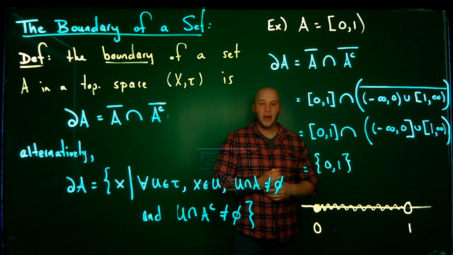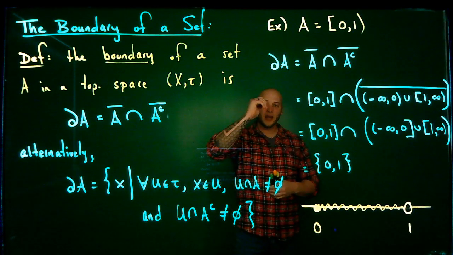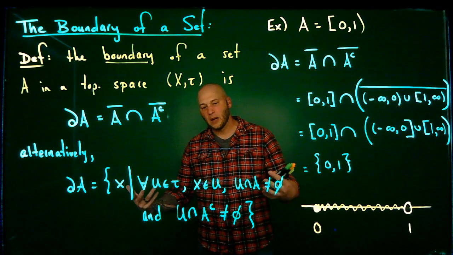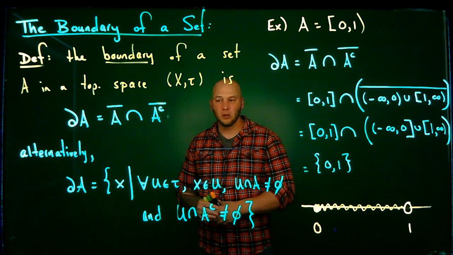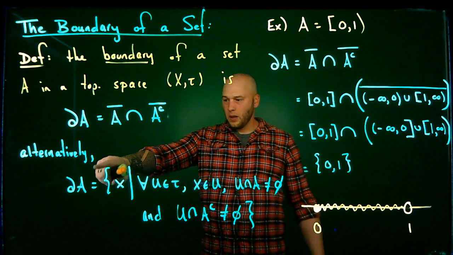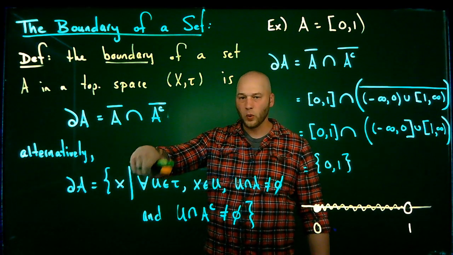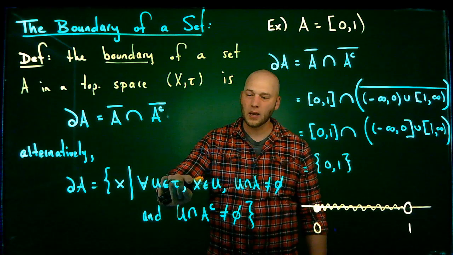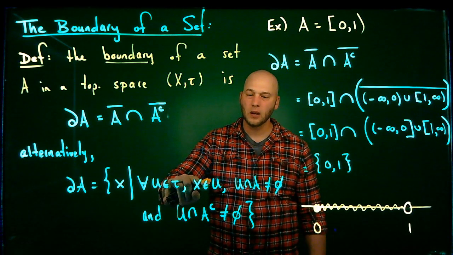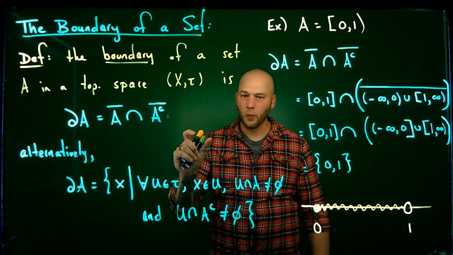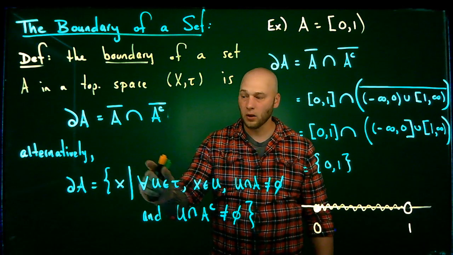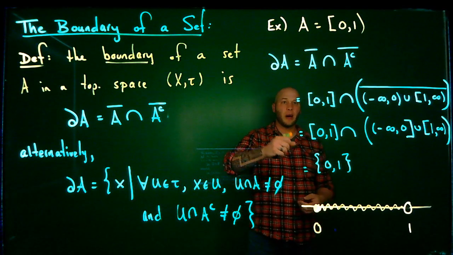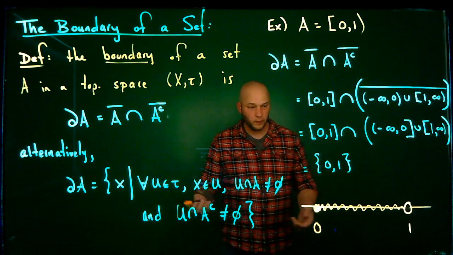And let's look at it in the context of the second definition that is, again, less workable, but for theoretical purposes, it is useful. The boundary of A is the set of points X where, for every open set or for every open neighborhood of X, that open neighborhood not only intersects the original set A, but also its complement. Well, we know that the boundary consists of the points 0 and 1.